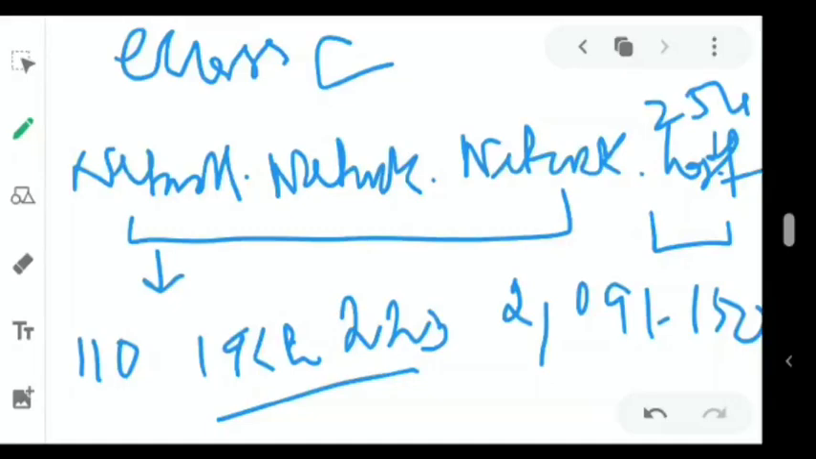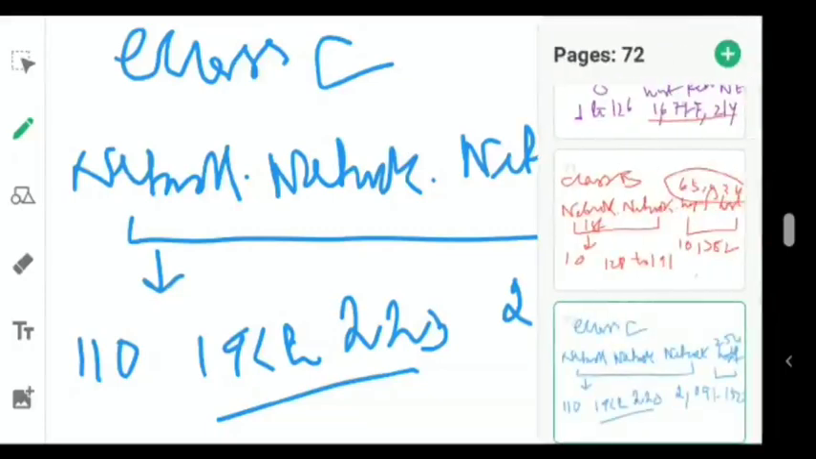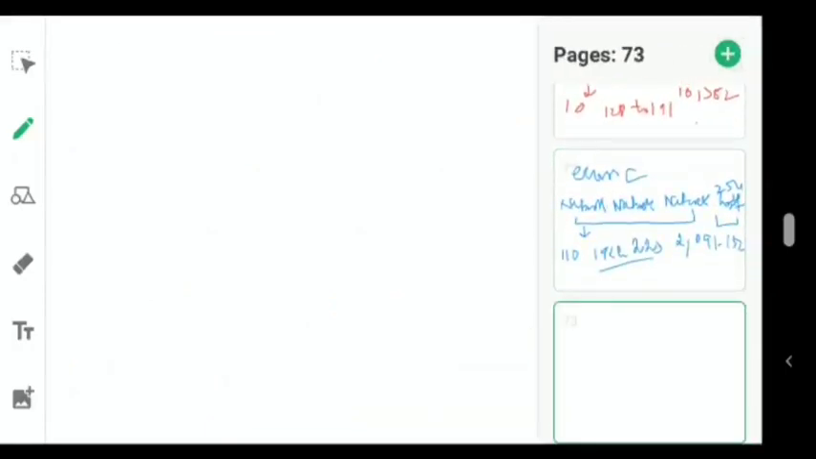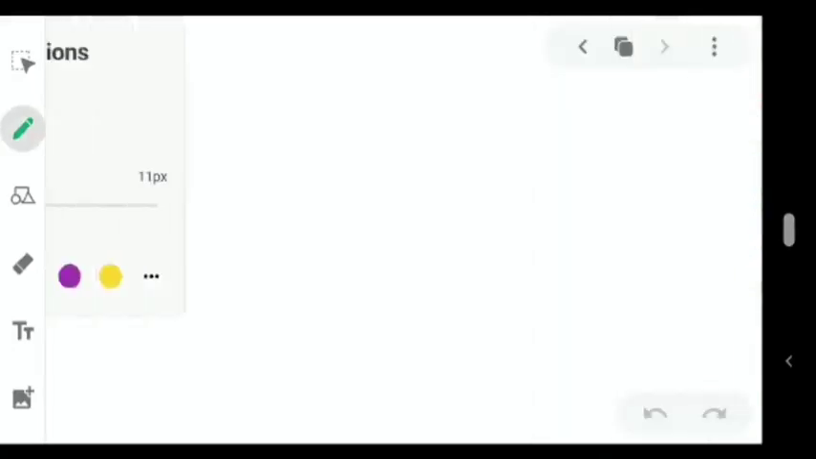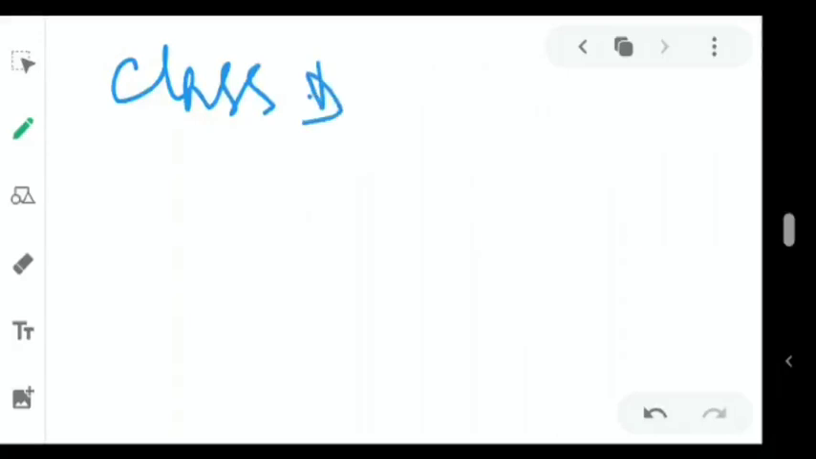Now coming to the topic, that is class D and class E. Class D addresses are used for a service called multicast, that is addressing a group of internet addresses, and they start with the binary digits 1110 in the first octet.